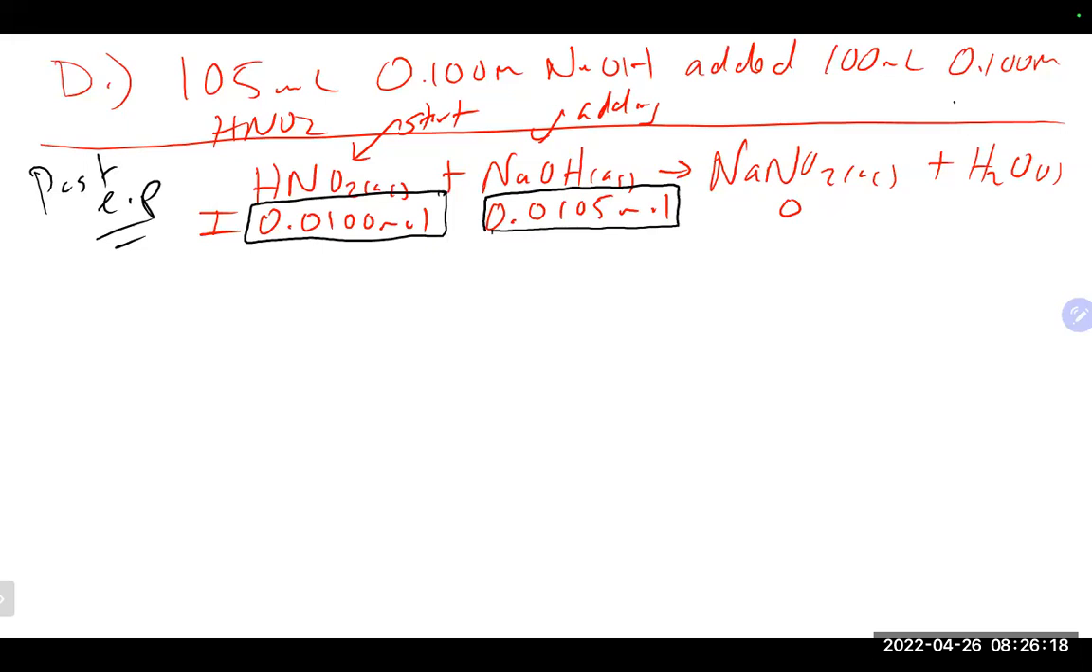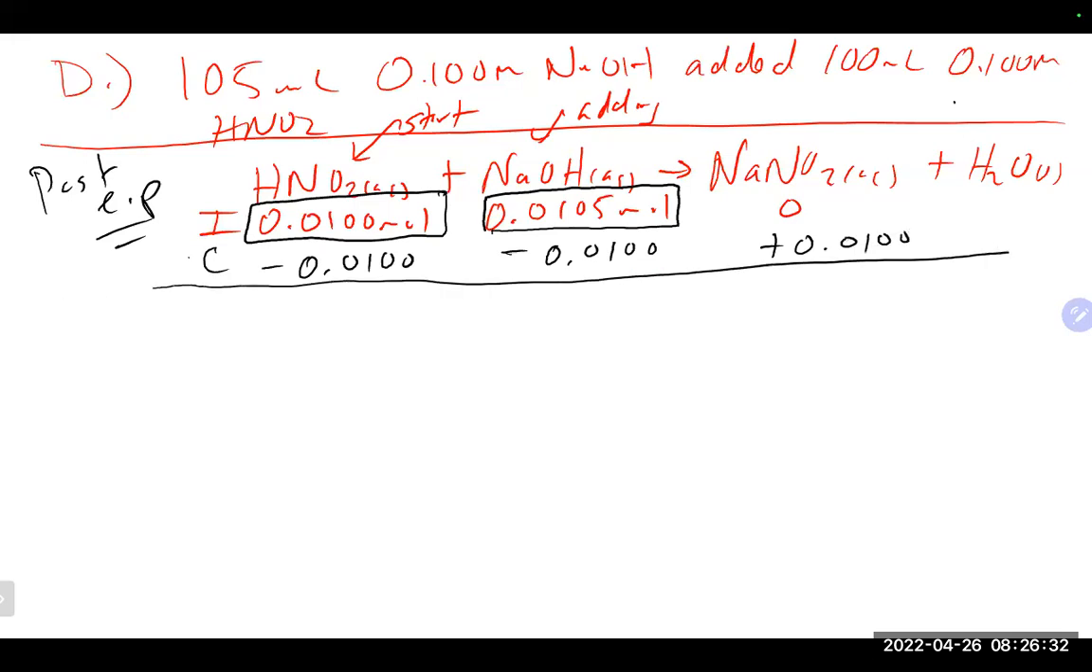The limiting reagent here would be the HNO2, and that would be our change, which would be minus 0.01, and plus 0.01 here, which means when we reach equilibrium, we will zero out our nitrous acid. We will then end up with 0.0005 moles and 0.01 moles at that point.